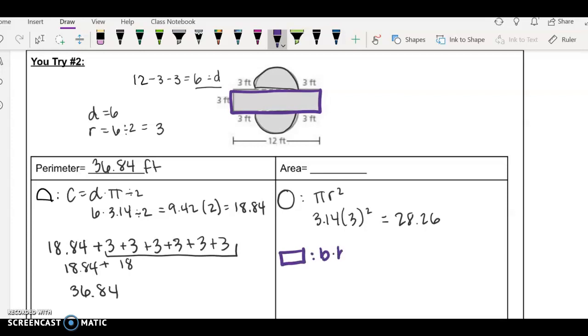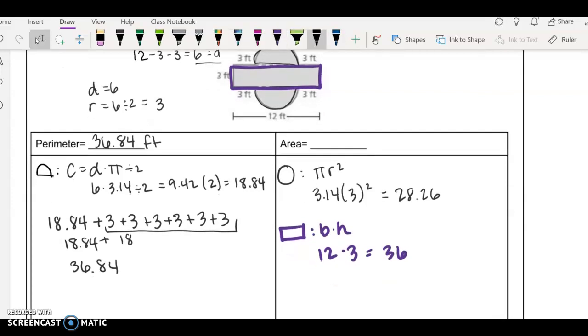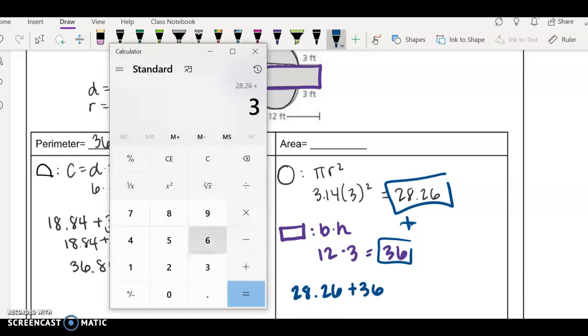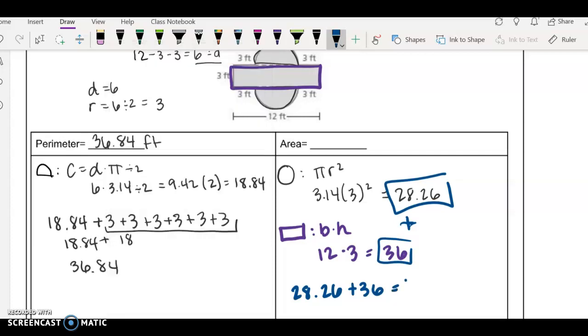And then I have this rectangle here, which is base times height. So my base is 12. My height is 3. So 12 times 3 is 36. And then I'm going to add both those together. So add these up. And I am going to do 28 26 hundredths plus 36. And I get 64 26 hundredths. And then it's in feet. And I put my little exponent to show that we found area.